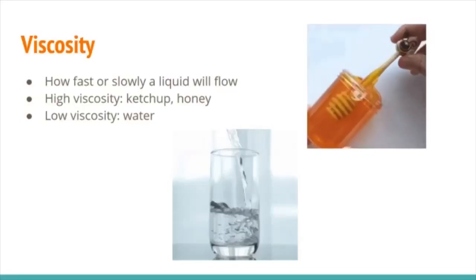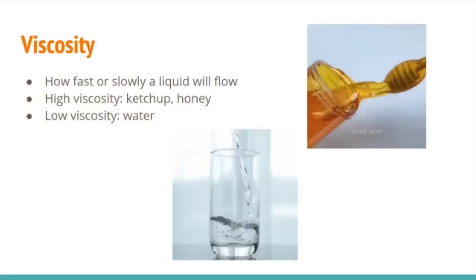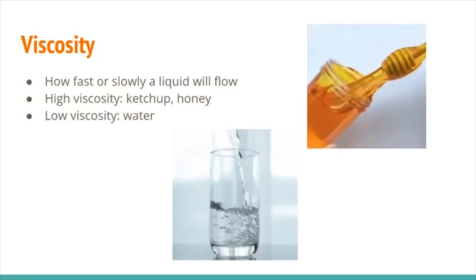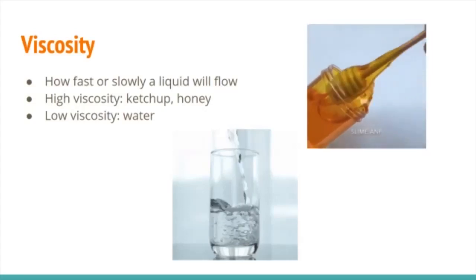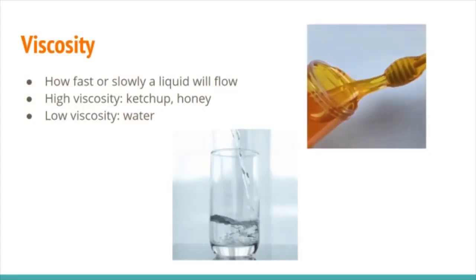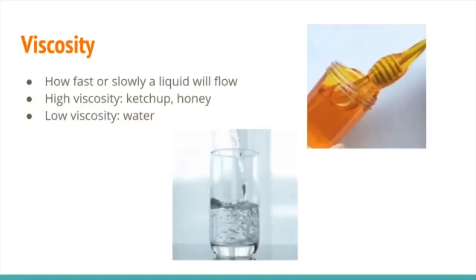Viscosity is how fast or slowly a liquid will flow. As you can see in the right image, honey is a liquid with a high viscosity because it flows very slowly, whereas water is a liquid with a low viscosity because it flows very quickly.